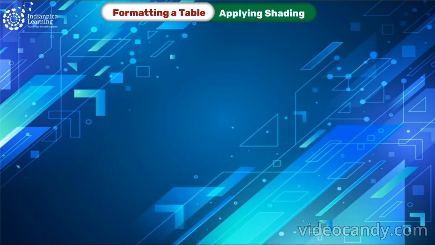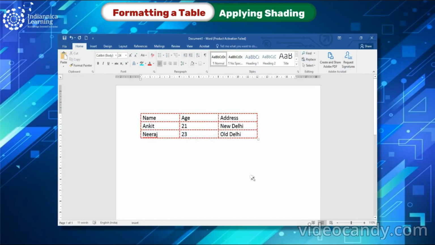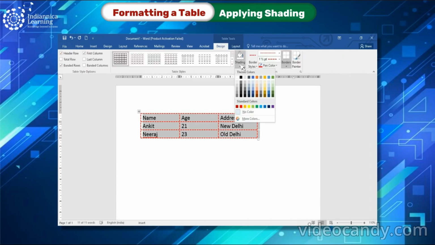Applying shading. Shading refers to adding colors to the cells in a table. It helps the table look attractive and presentable. To apply shading effects to the cells, follow these steps. Select the cells to which you want to apply the shading effects. Click on the Shading command in the Table Styles group.